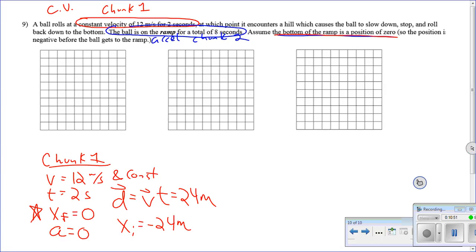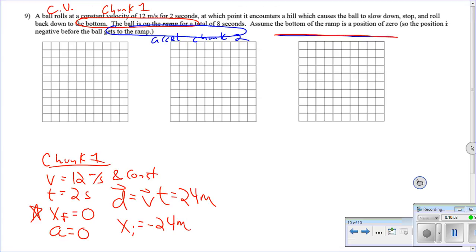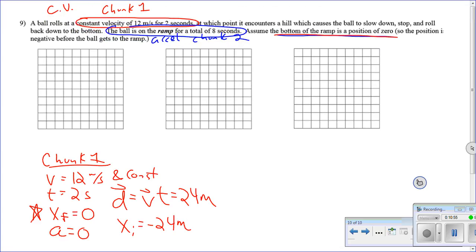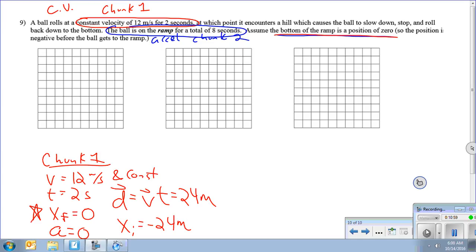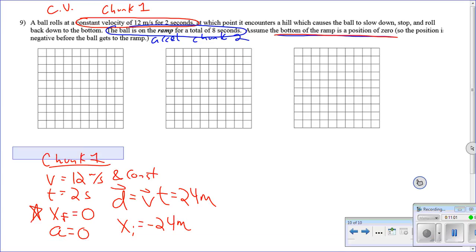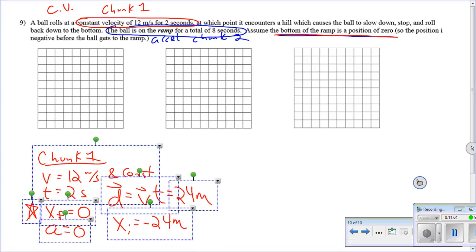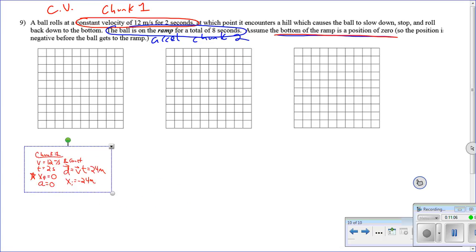Right, so, man, every time. Okay, so let's try that again. Alright, there we go. So there's our first chunk.